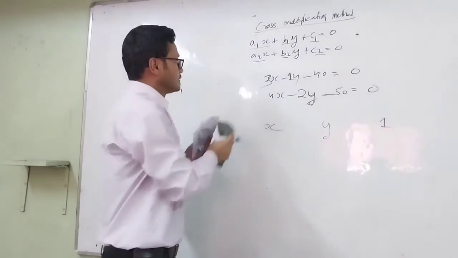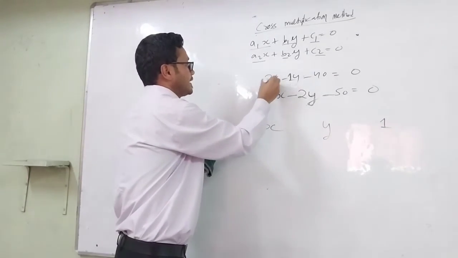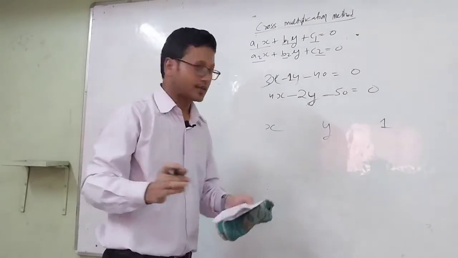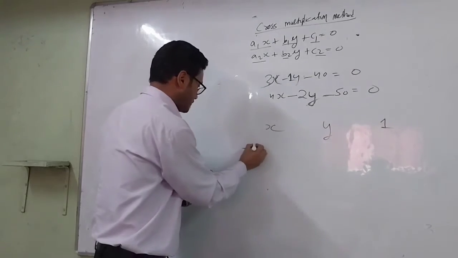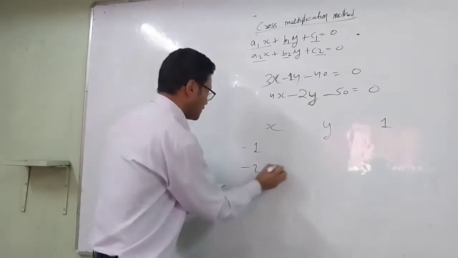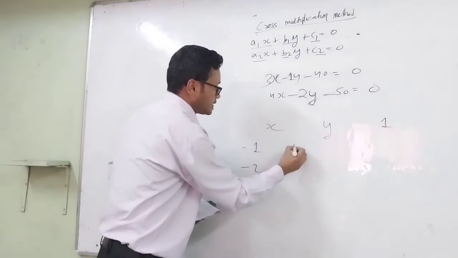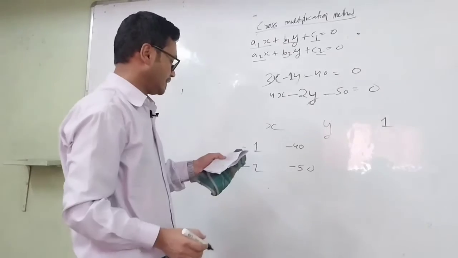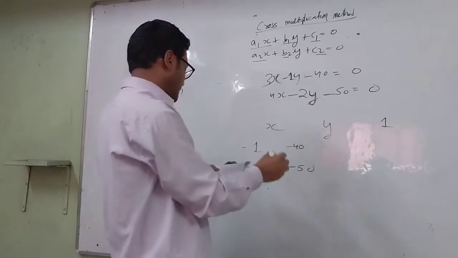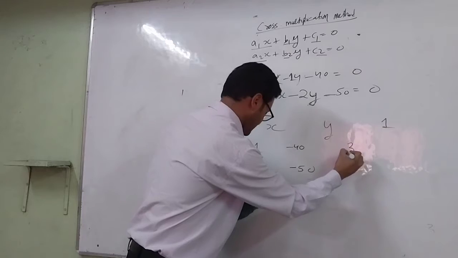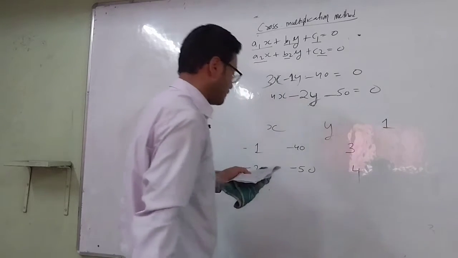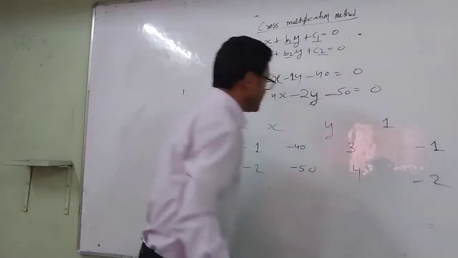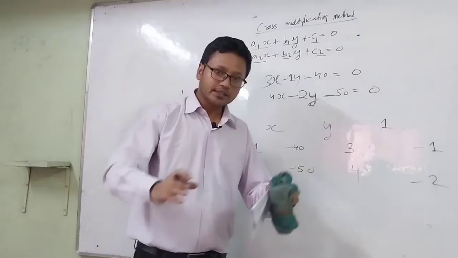Okay, now this is 3x, this is 3x. Okay, now see, first of all x, we have to make the numbers of x. That means write down here -1 and -2 out here. Then we have to write -40 and -50, like this we have to write. Okay, similarly 40, 50, then again what comes? 3 and 4, 3 and 4, then again what comes? -1 and -2. Okay, it is the formation, easiest formation.